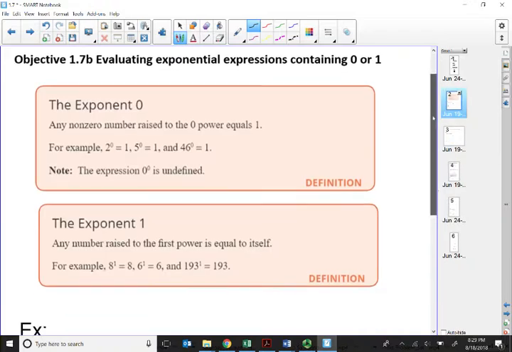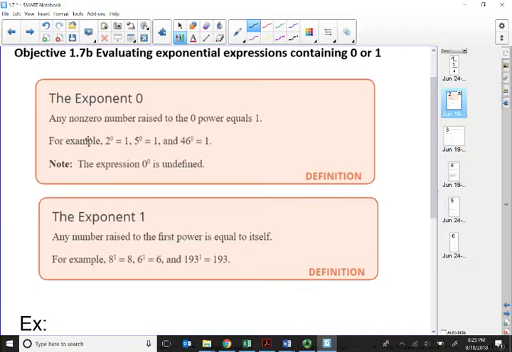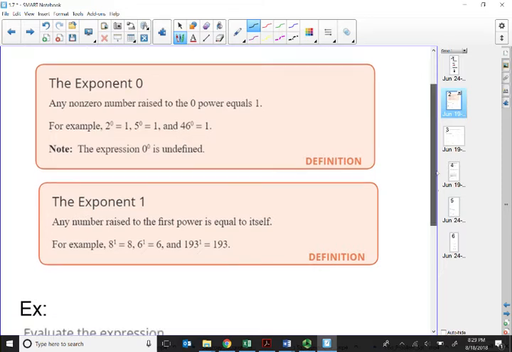So real quick, exponent 0. Any non-zero number raised to the 0 power is always equal to 1. So 2 to the 0 is 1, 5 to the 0 is 1. Anything to the 0 power is always 1. And you might ask why.